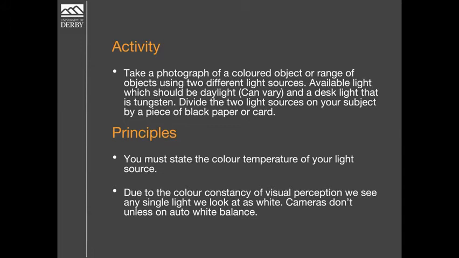Due to the color constancy of our visual perception, we see any single light we look at as white, but cameras don't unless they're on auto white balance. And even then, that's not always entirely accurate.